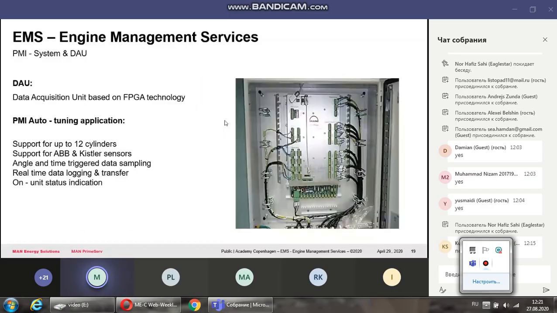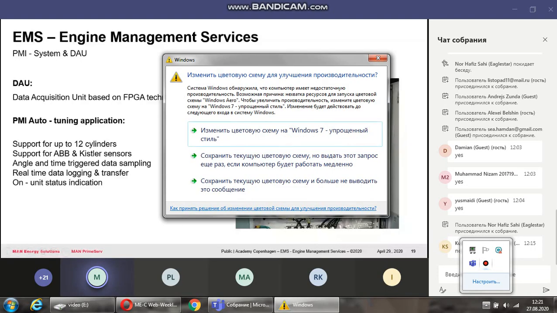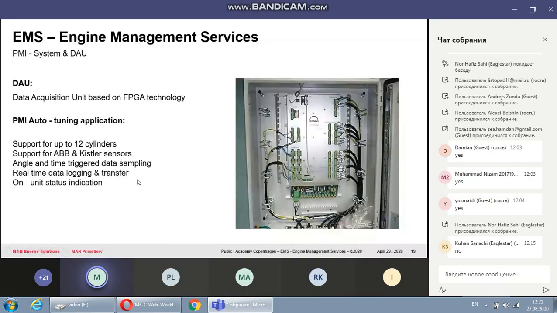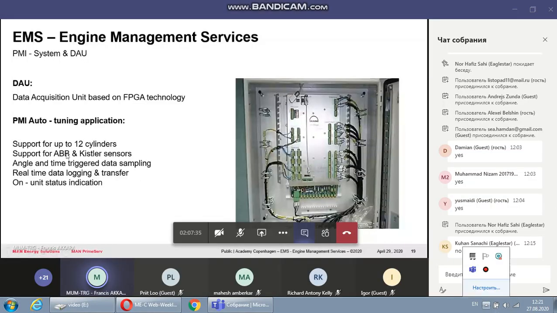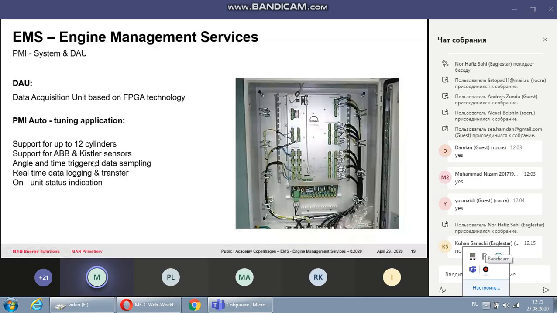So that is the data acquisition unit I've been talking about. If you open the box, this is what you'll see. Something very similar to your MPC, but slightly different. But of course, this can take up to 12 cylinders, and we have the serial connection coming from ABB or Kistler. These are the two sensors that we have on your engine. I told you ABB is one kind and Kistler is the other kind. And cost wise, one is nearly half, and the other is double the price. Okay, coming back to the next one.